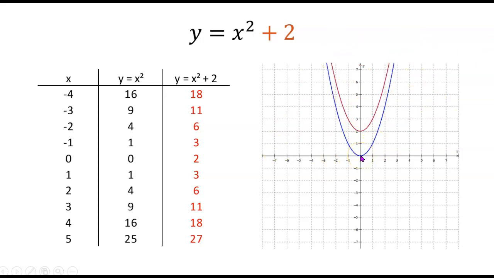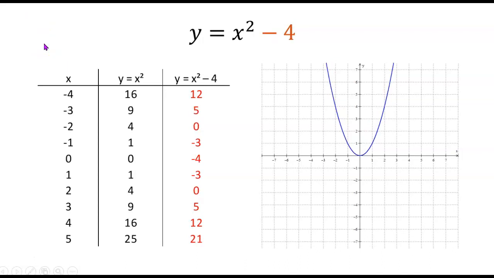So we used to have a point at (0, 0). Now we have one at (0, 2). We used to have a point at (1, 1). Now we have a point up at (1, 3). We used to have a point at (2, 4). Now it's up at (2, 6). So all the y coordinates got 2 higher than they used to be.